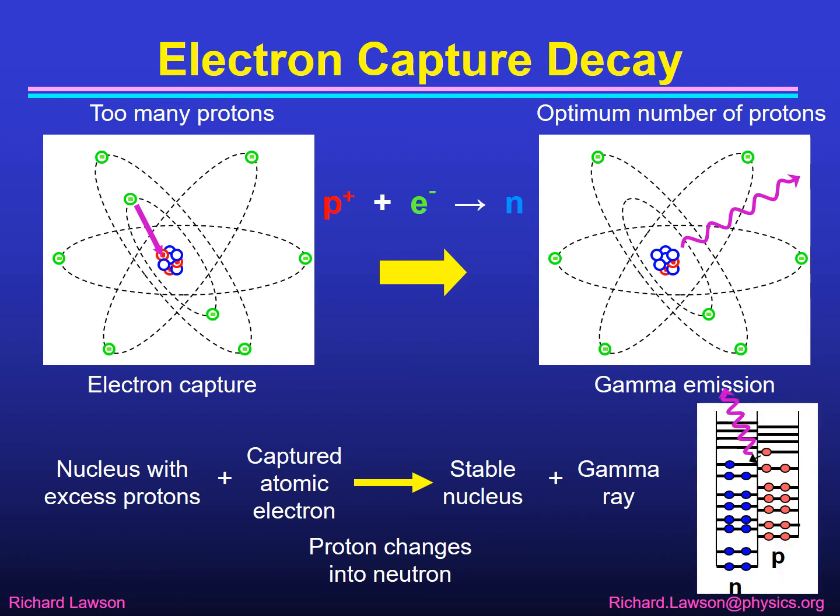In the energy level diagram that I showed you, it corresponds to this situation here, when we have a proton at a higher energy level here and a vacancy for a neutron at a lower energy level. So by moving down here, the proton changes into a neutron and gives off the gamma ray. So that's the process of electron capture decay.